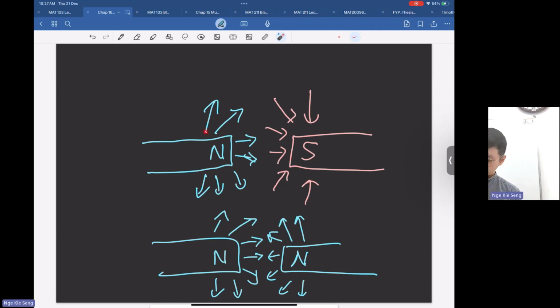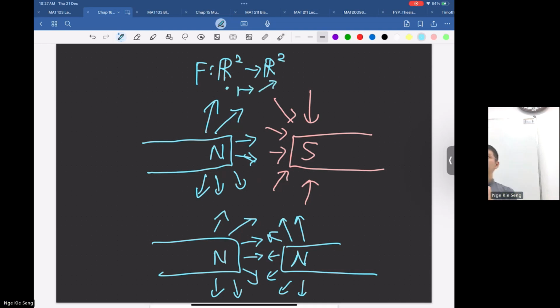Okay, so you can think of this: for each point, I will attach a vector. An arrow. For each dot, I will attach an arrow. So this is the vector field.